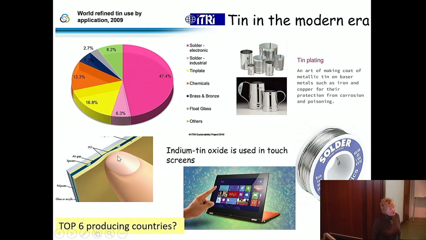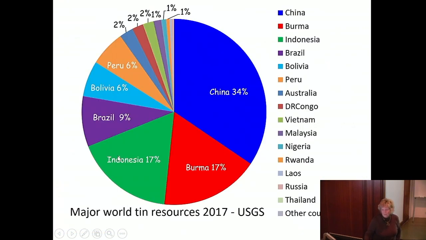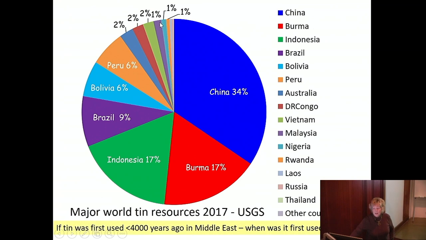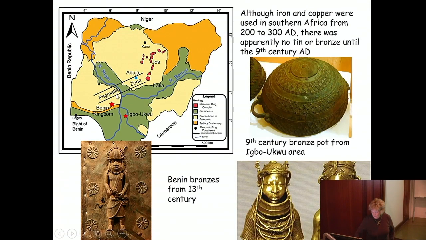Now, I did my PhD on tin-bearing granites in Nigeria, again last millennium, and the top six producing countries for tin have changed completely since I did my PhD. And the top six producing countries are shown there. Between China, Burma, Indonesia, Brazil, Bolivia, and Peru, those six countries produce 90% of the world's tin. And if you look in the smaller segments here, you can see Democratic Republic of Congo here and Nigeria there.